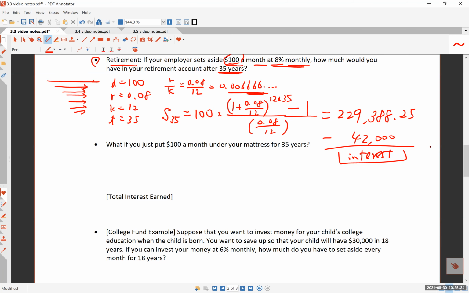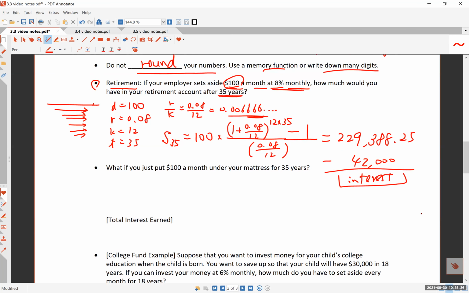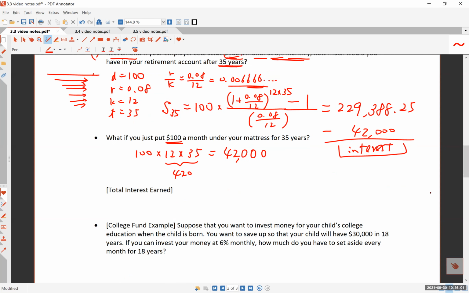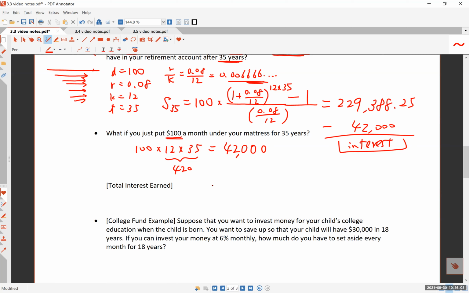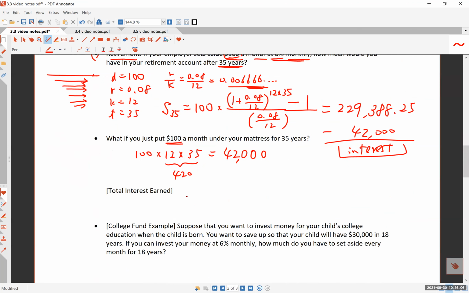Okay, now this is what I was coming to. So let me go ahead and finish this. What if you just put $100 a month under your mattress? You put $100 12 times a year, 35 years. Remember, this was 420 months. So you'll end up with $42,000. This is how much you will have invested. Okay, so the difference is what is known as the total interest.